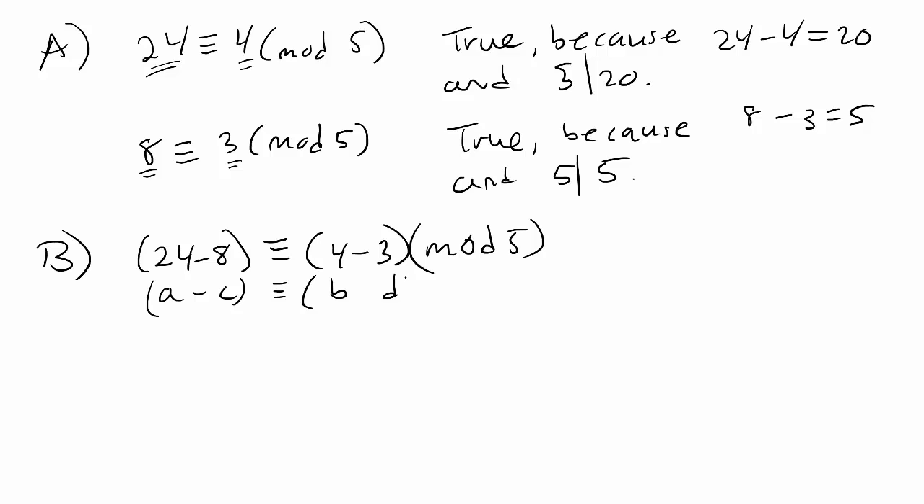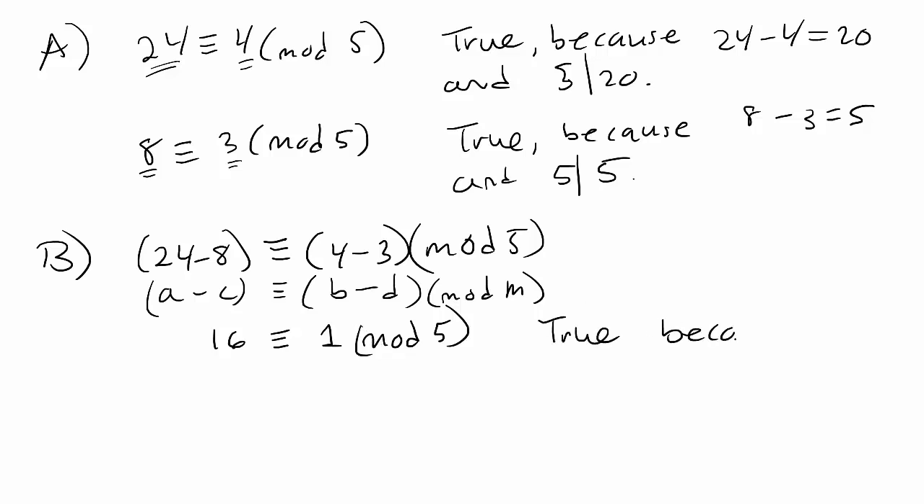So by that theorem, this should be true. All right, so we're going to check this out. 24 minus 8, 16. Is that congruent to 4 minus 3? That's 1 mod 5. And this is true because 16 minus 1 equals 15. And 5 divides 15.